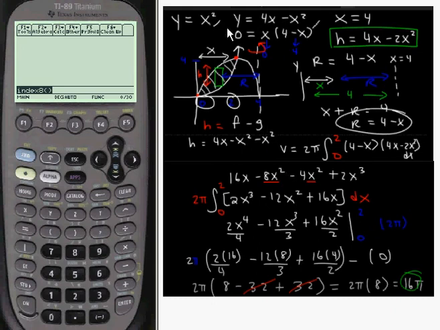So this one is x squared and 4x minus x squared for the second equation, revolving around the y-axis and revolving around x equals 4. So here's x equals 4, and you're revolving this whole unit around this area here. And then all these calculations get you to the answer of 16 pi.